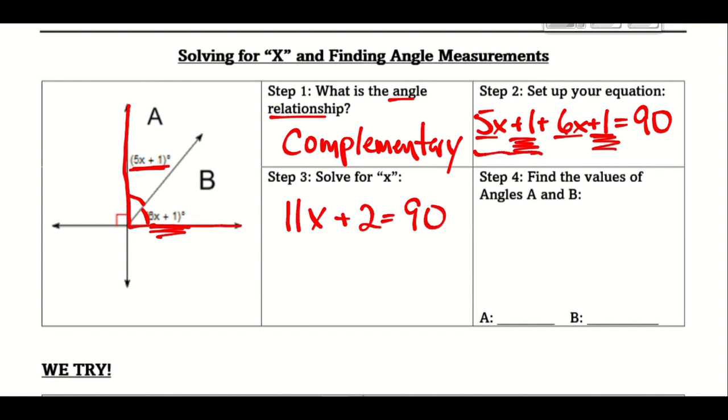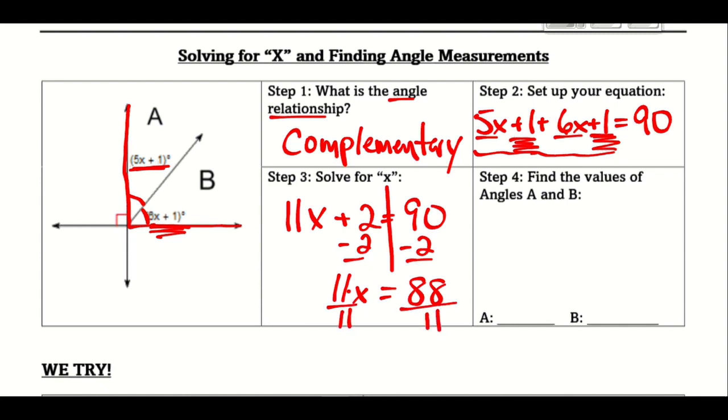So I combined all I could on this side. And now I'm going to draw the line down and actually cancel out whatever I can on this side to get x by itself. So I'm going to subtract 2 from both sides. That gives me 11x all by itself on this side and 88 left on the right side. And our last step is dividing away this multiplication. Divide by 11 on both sides, and that gives us that x is 8.